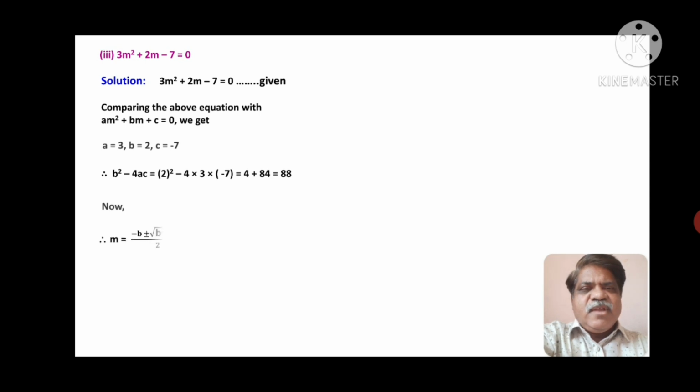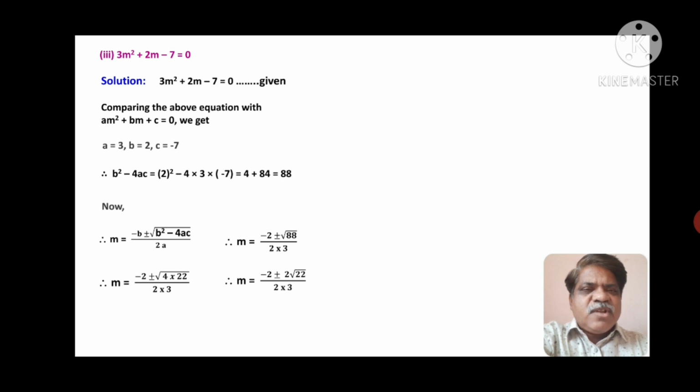Now, we have m is equal to minus b plus or minus under root b square minus 4ac upon 2a. Therefore, m is equal to minus 2 plus or minus under root 88 upon 2 into 3. Friends, minus 2 plus or minus under root 4 into 22 upon 2 into 3. 88 is 4 into 22. Now, square root of 4 is 2, that is taken out. Therefore, m is equal to minus 2 plus or minus 2 root 22 upon 2 into 3. Now, 2 is common here, so that is taken out. Therefore, m is equal to 2 into bracket minus 1 plus or minus under root 22 upon 2 into 3. Therefore, m is equal to minus 1 plus or minus under root 22 upon 3.